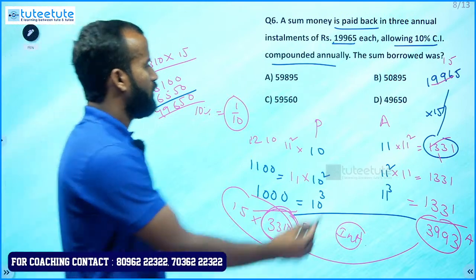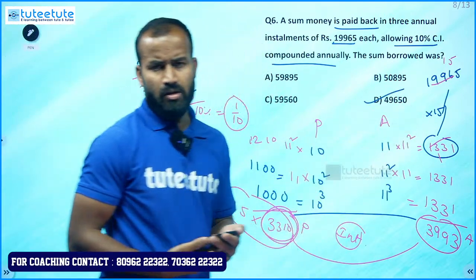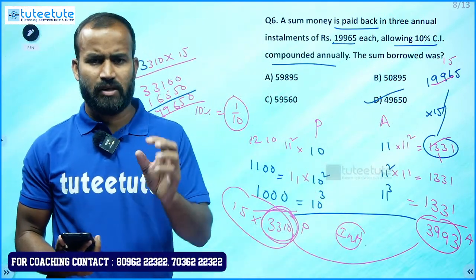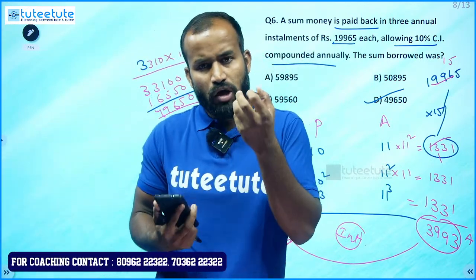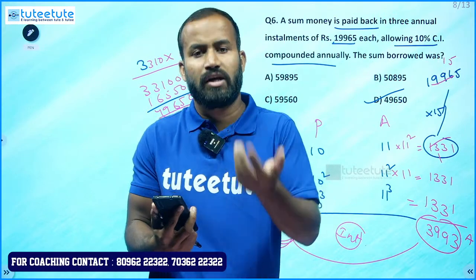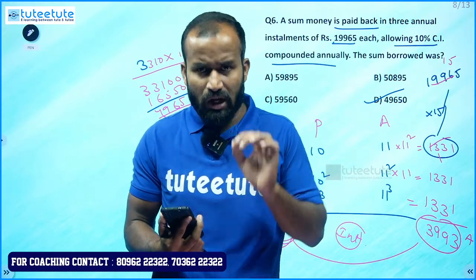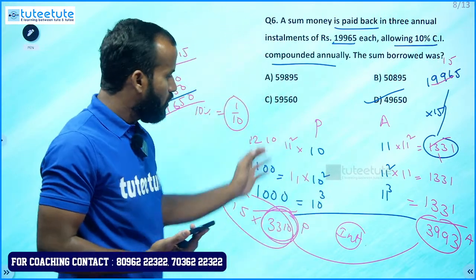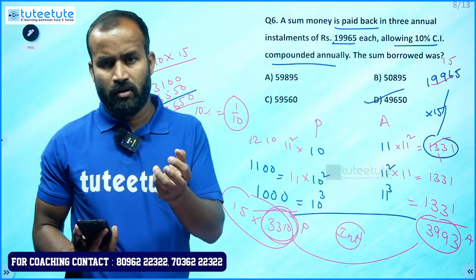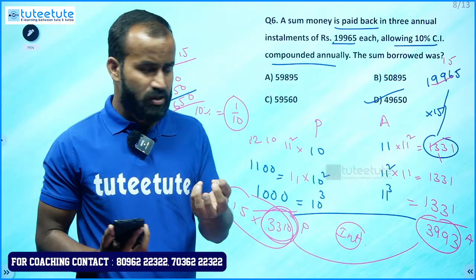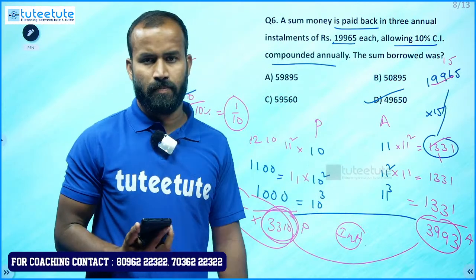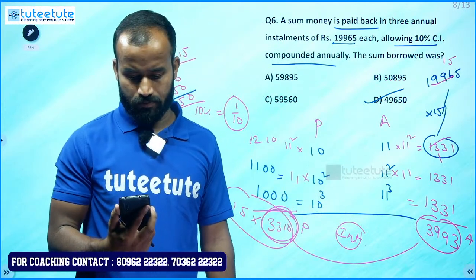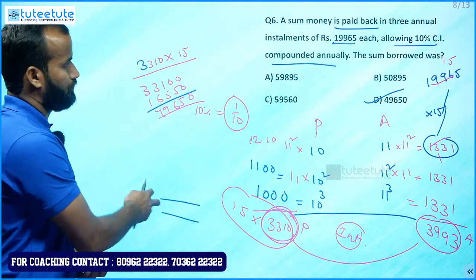49650. 49650 will be the answer. If you do calculations, you should do each and every part of the calculation carefully, then you will definitely get the right answer only. This is how we will calculate when 3 equal installments are given. Just 10, 11, 10 square, 11 square, 10 cube, 11 cube. Okay, next question.